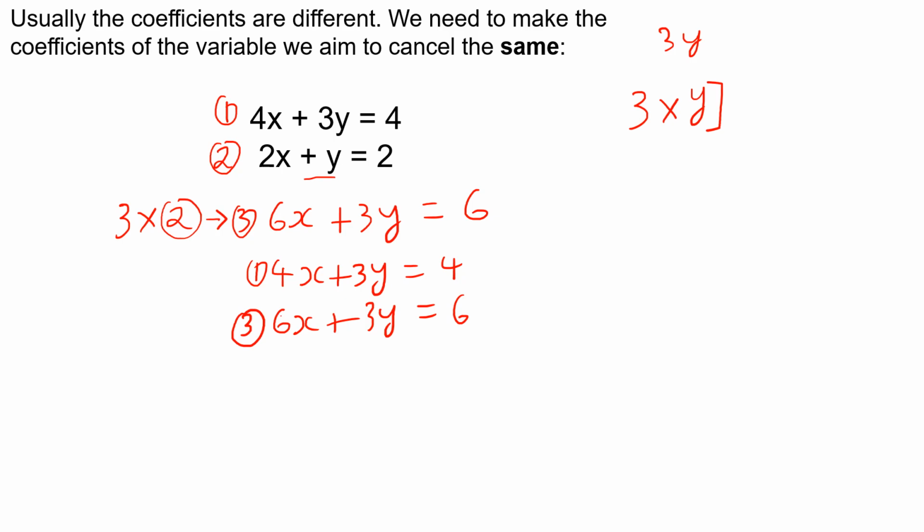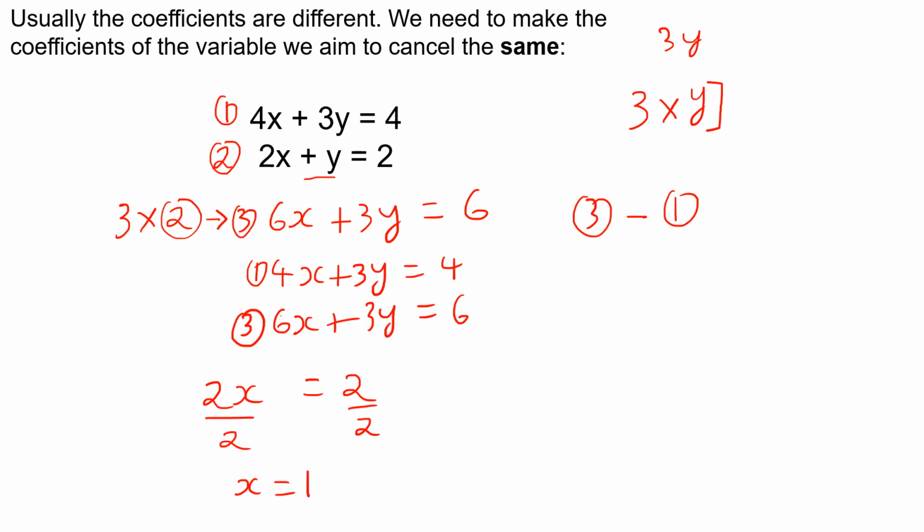What I could do is do equation 3, take away equation 1, and then that will give me 6x take away 4x, which is 2x, 3y take away 3y, which is 0, 6 take away 4 is 2, and I could divide both sides by 2 to give me x equals 1.